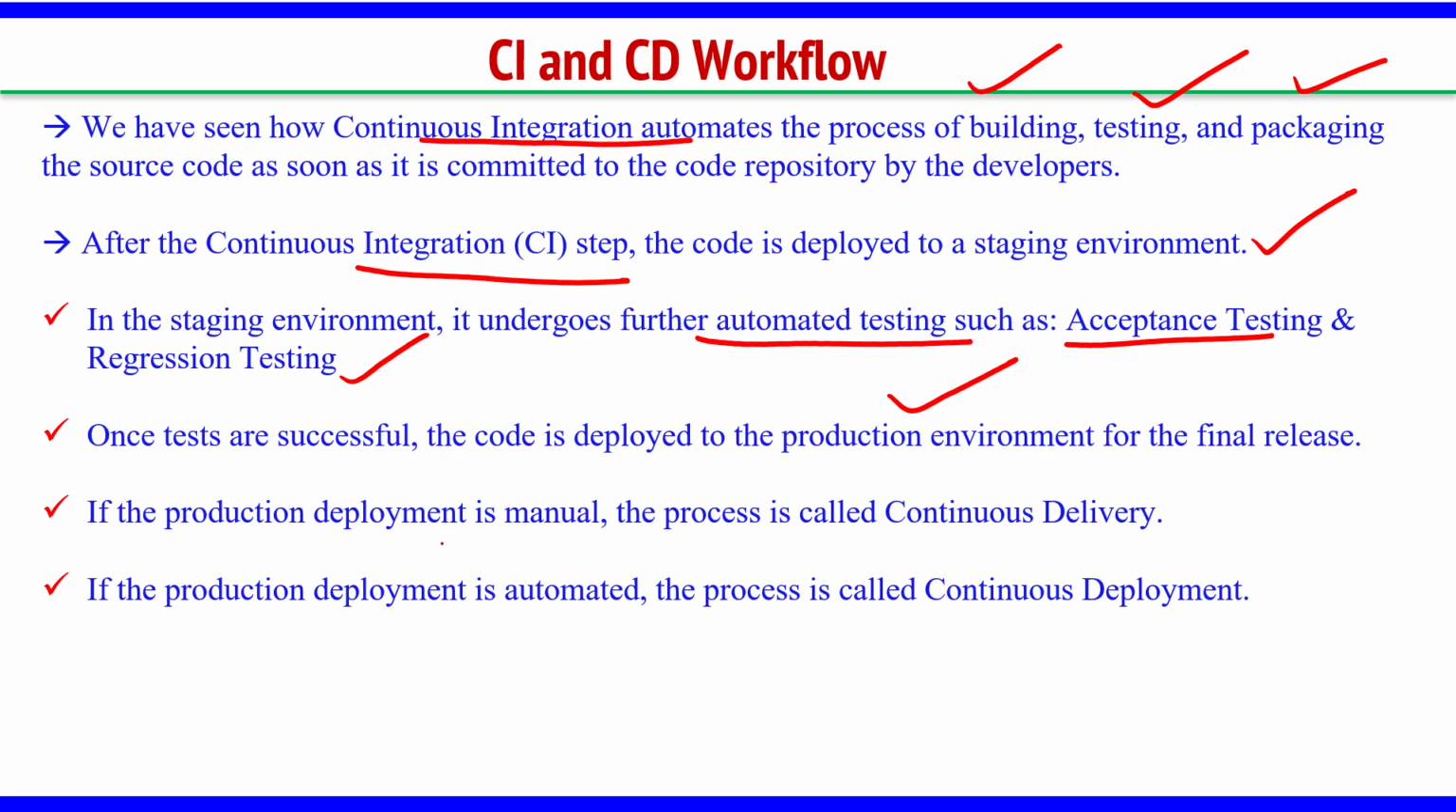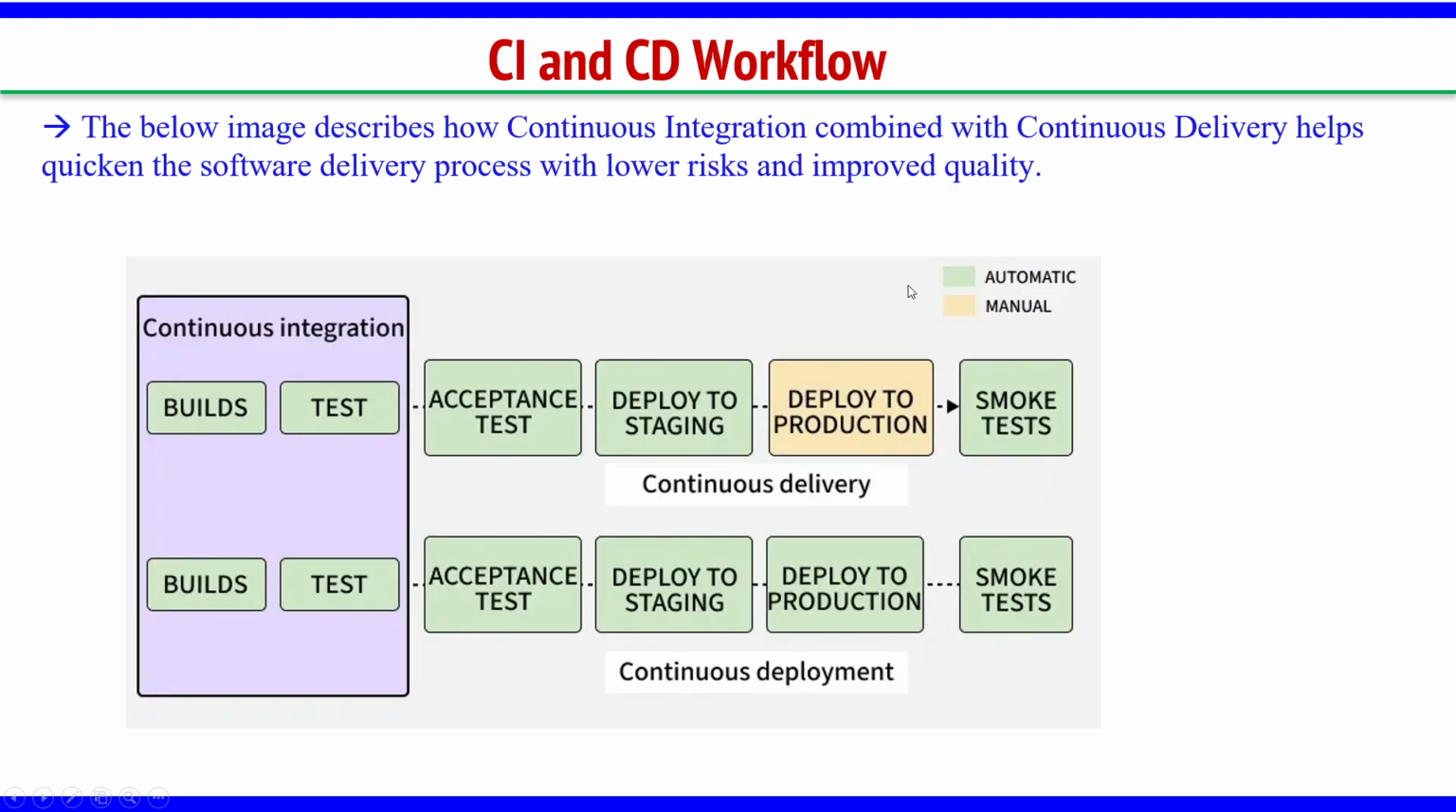If the production deployment is manual, it is continuous delivery. If it is automated, it is continuous deployment. If the deployment is manual, it is delivery, and if it is automated, it is deployment. Right? So let's see the diagram of CI/CD.